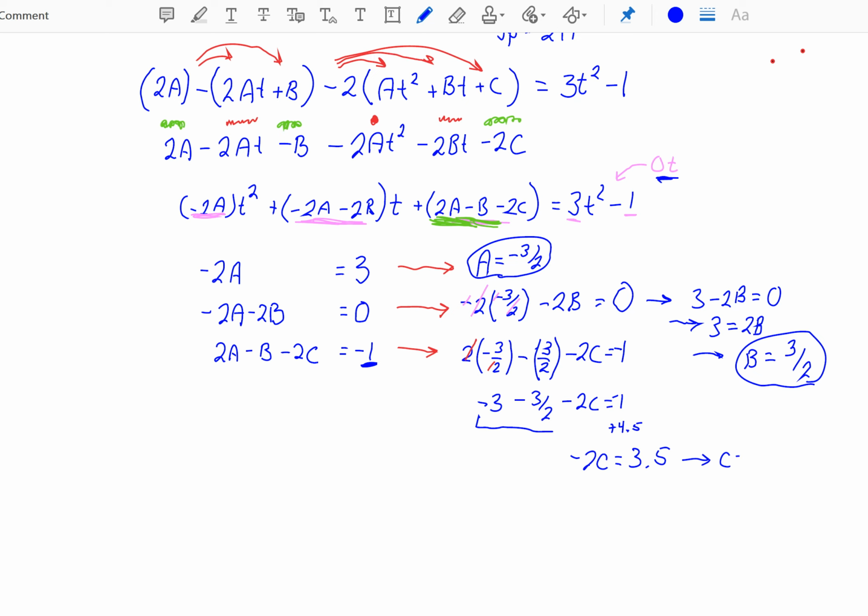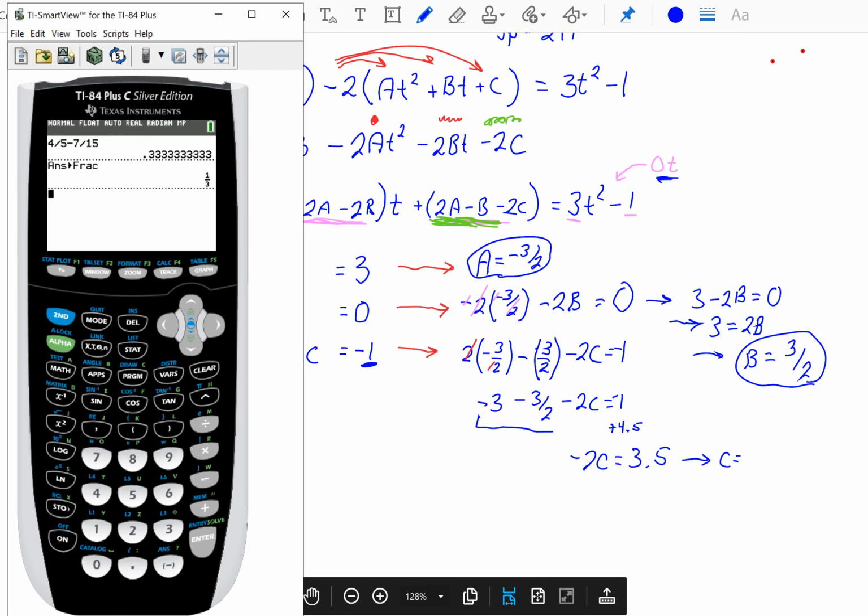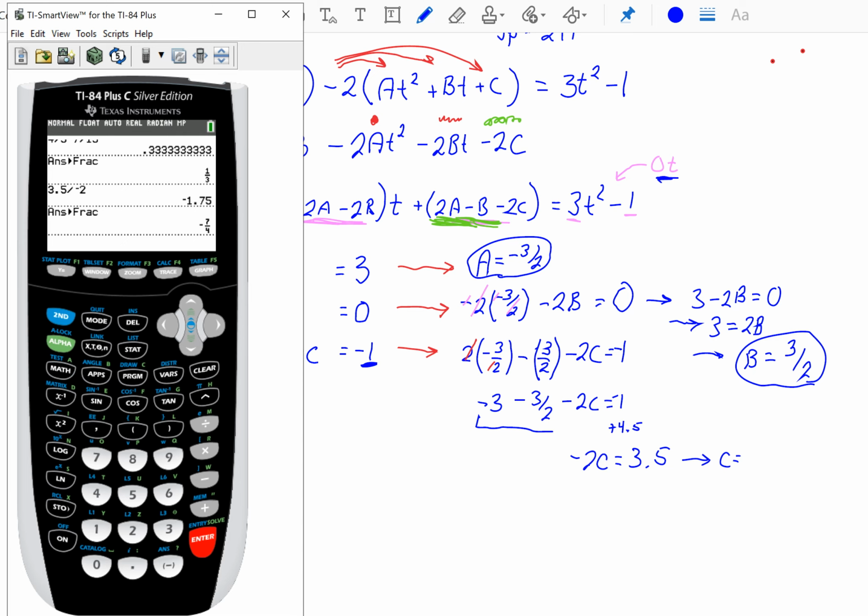or that c is equal to, I'm going to grab my calculator because I want this as a fraction, 3.5 divided by negative 2. And I want this as a fraction though, so hit the math fraction button. I think this should be negative 7/4. That's our value of c.